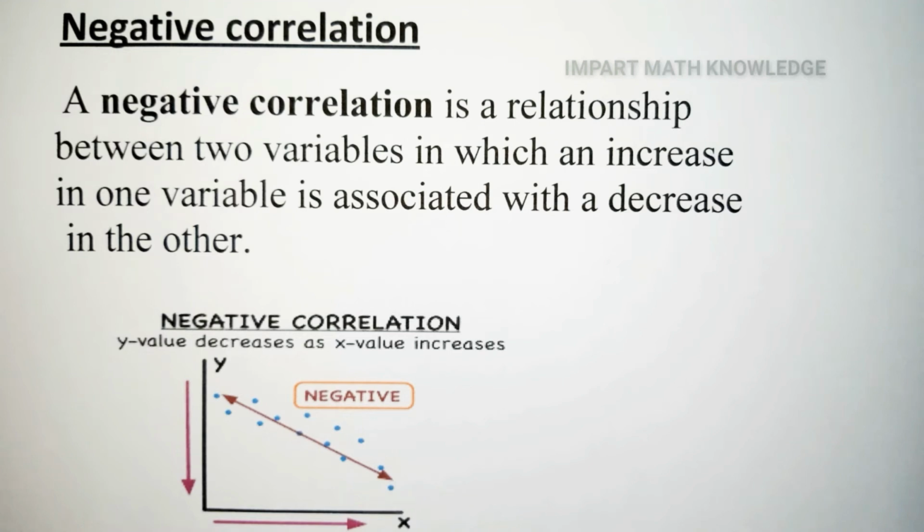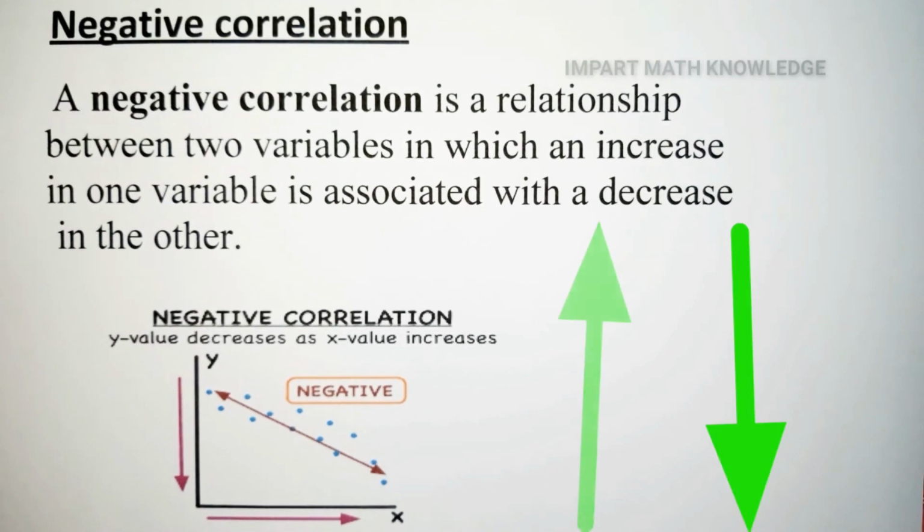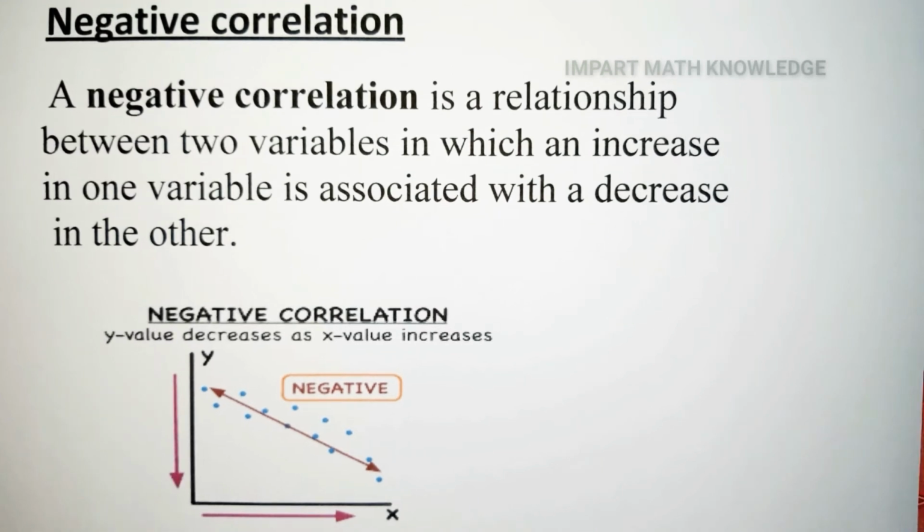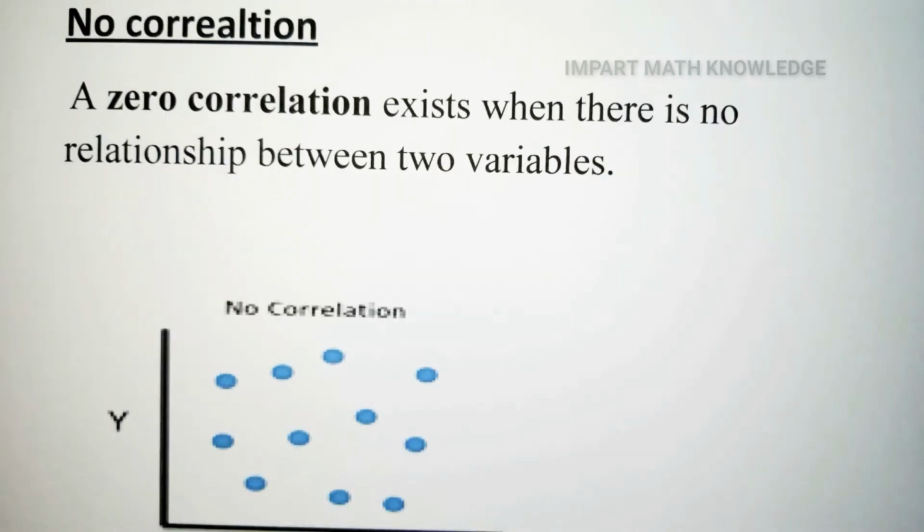Second one, negative correlation. It is a relationship between two variables in which an increase in one variable is associated with a decrease in the other. The graph shows that when x value increases, y value decreases. Example, the price of gold increases, its demand will decrease.